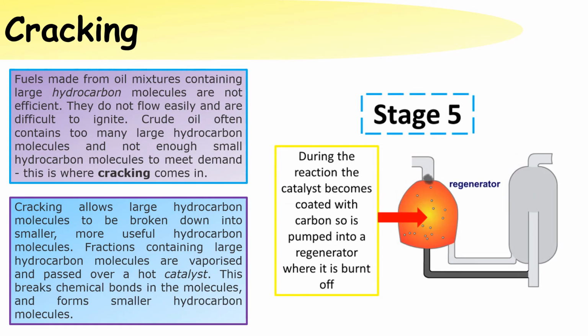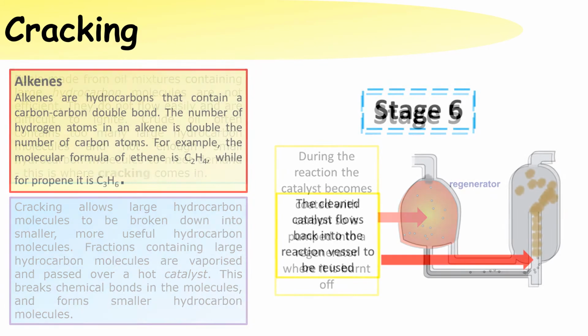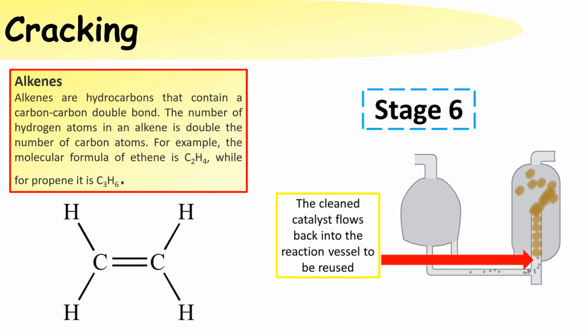During the reaction, the catalyst becomes coated in carbon, so it is pumped into a regenerator where the carbon is burnt off. This produces the gas carbon dioxide. The clean catalyst then flows back into the reaction vessel to be used. In this reaction, we produce alkenes.